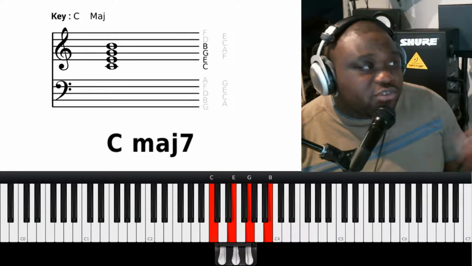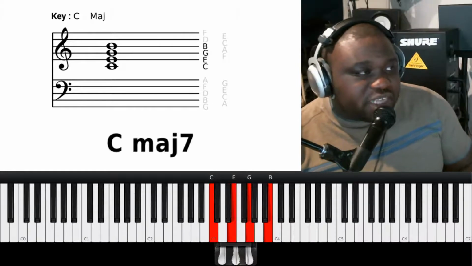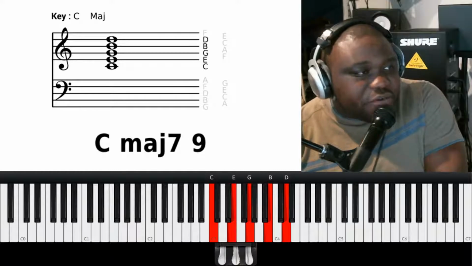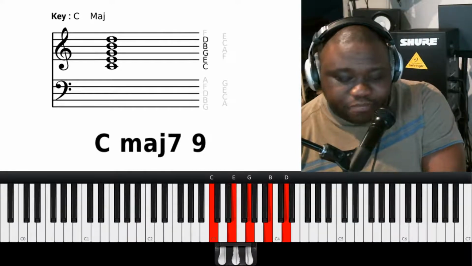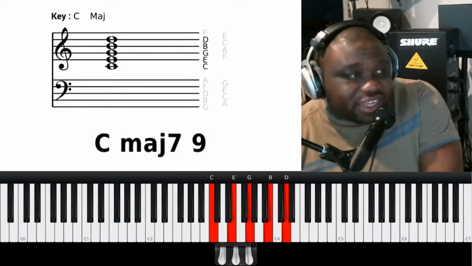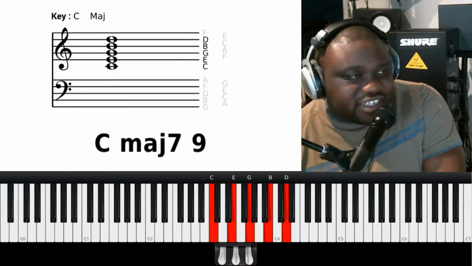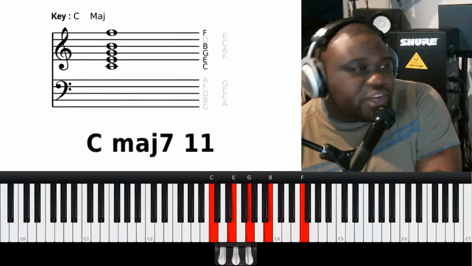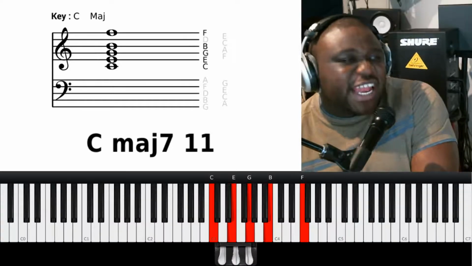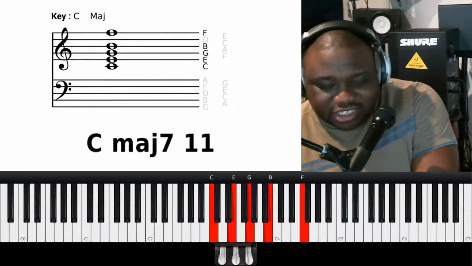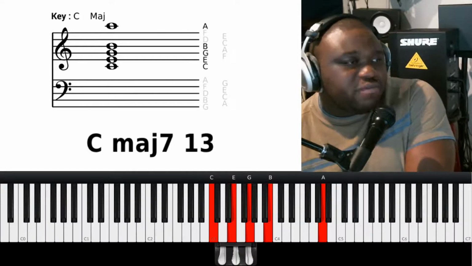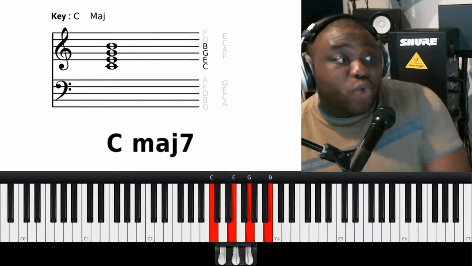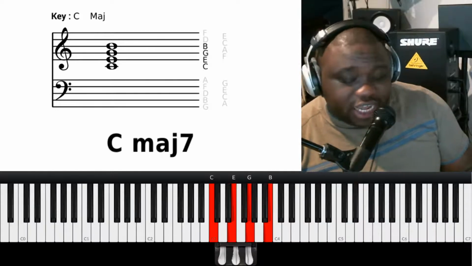For example, to have the extension, I need to have my 7th played, then I need to extend it. Now I have that major 7th 9th as an extension. If we keep going, if I play this, I'm going to have my major 7th 11th as my extension. If I keep going, I'm going to have my major 7th 13 as my extension. Got it?